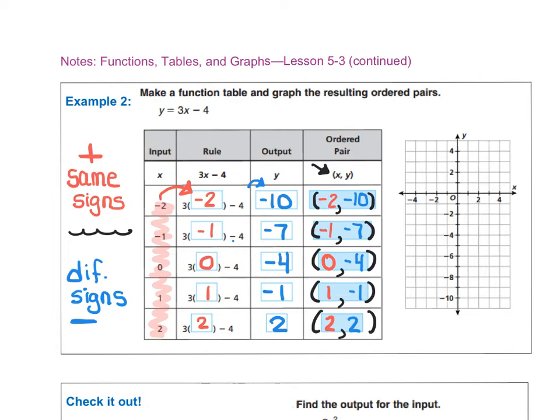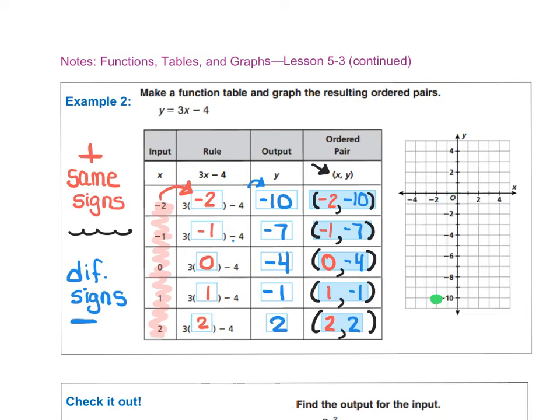The next thing we're going to do is graph our ordered pairs. I'm going to use green to graph. You can use whatever you want. So I'm going to start here with -2, -10. The first number is my x value, so that's going to be where my point is on the x-axis. Then my y value is going to help me graph on my y-axis. So -2, -10 is going to go -2 from the origin, so over to there, and then I'm going to go down to -10. So I'm going to put a point right there.